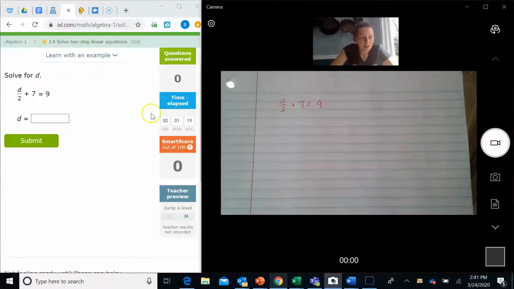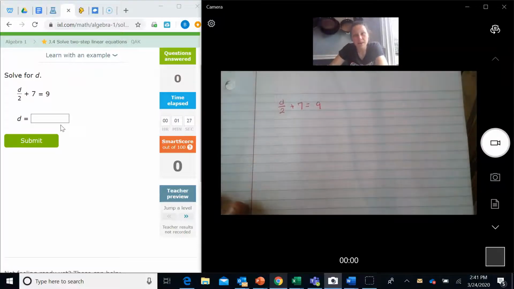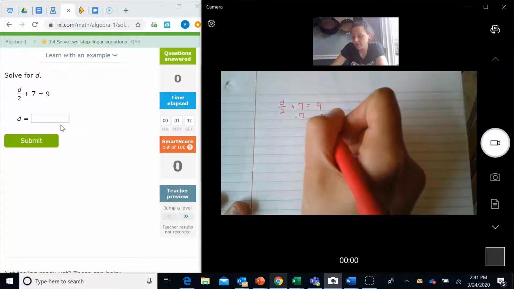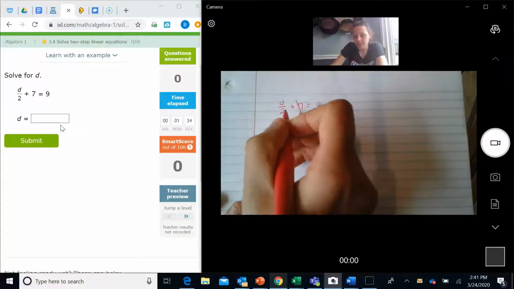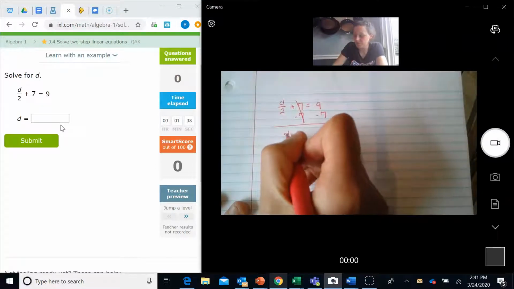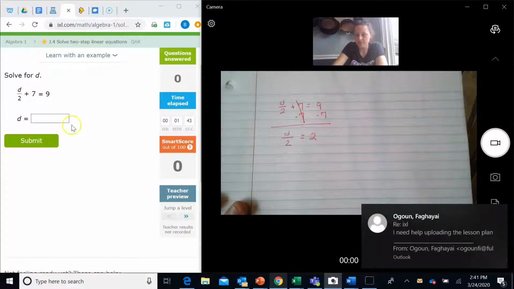So we are looking at number J.4, which is just two-step equations. I've got it written down already. What I need to do is get D by itself. So I'm going to subtract 7 from both sides because I have to get this whole thing by itself. Nine minus 7 is 2.